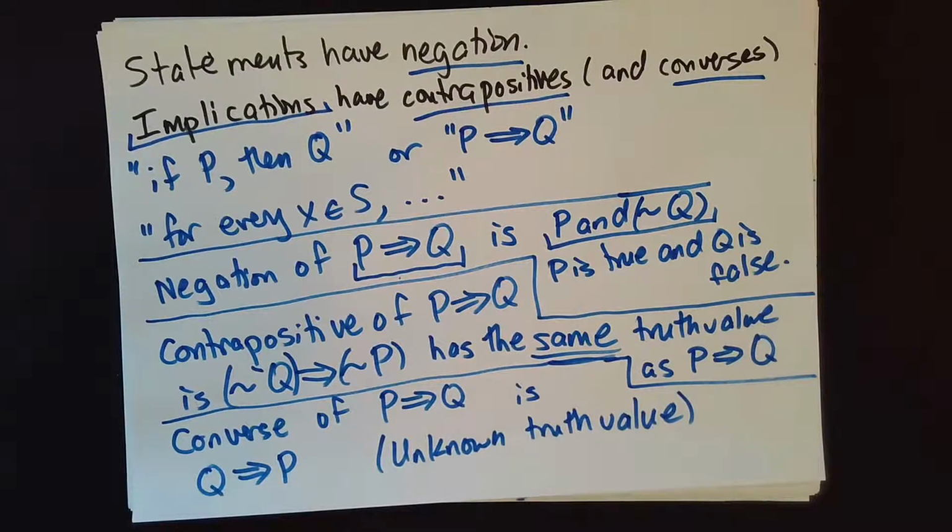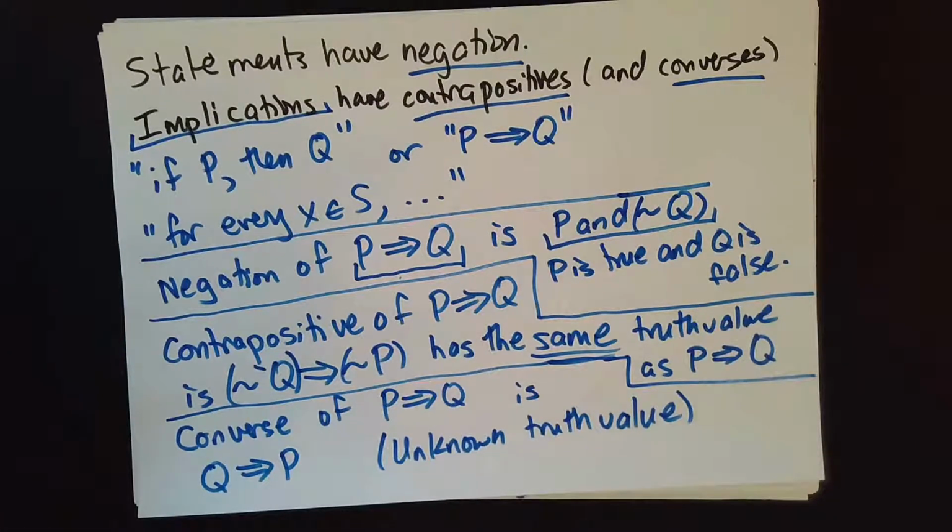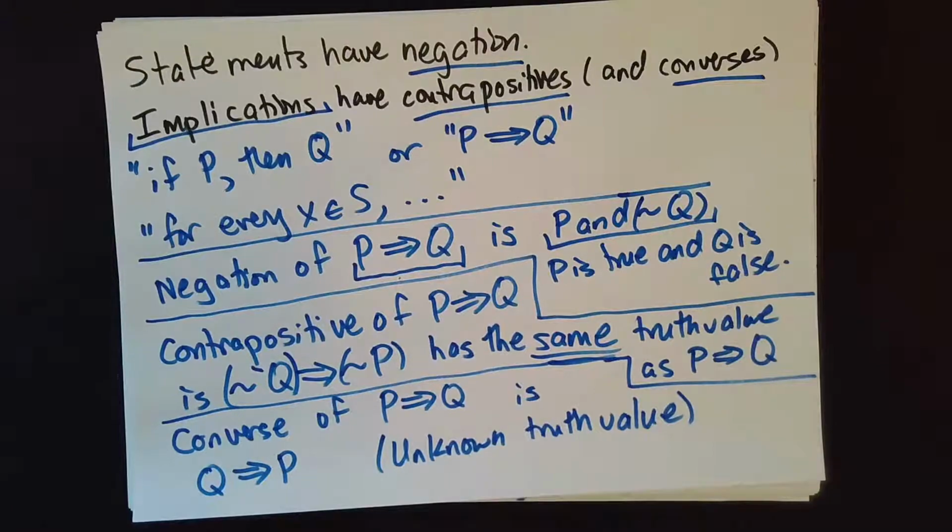Okay. I said a lot. I'm going to pause for a second. Are there any questions about negations, contrapositives, converses, all of these things? Let's see. How do you negate X is in A minus B union C?